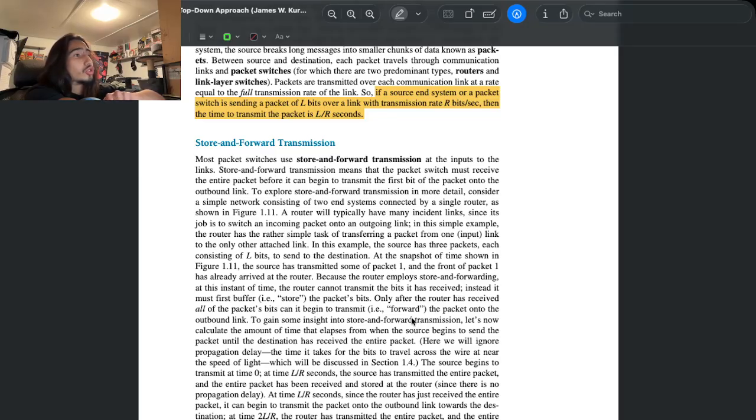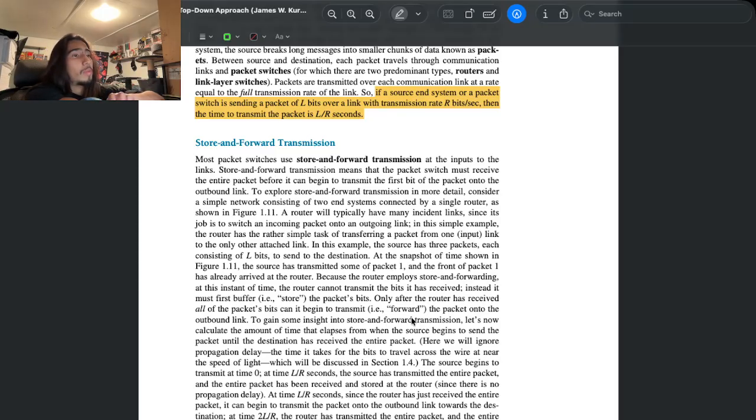Because the router employs store-and-forward transmission, at this instant of time, the router cannot transmit the bits it has received. Instead, it must first buffer, i.e., store, the packet's bits. Only after the router has received all the packet's bits can it begin to transmit, i.e., forward, the packet onto the outbound link. To gain some insight into store-and-forward transmission, let's now calculate the amount of time that elapses from when the source begins to send the packet until the destination has received the entire packet.